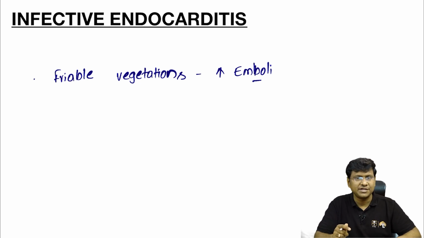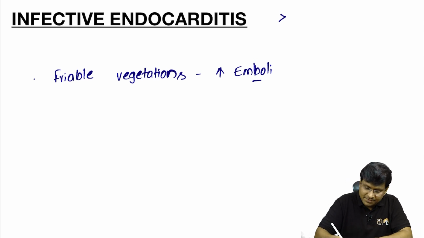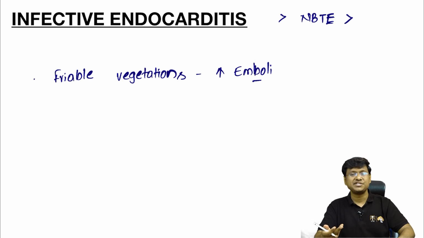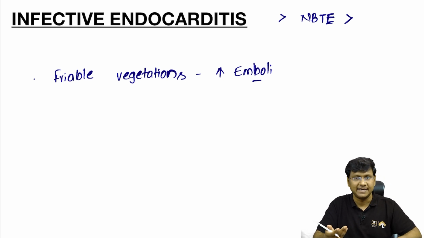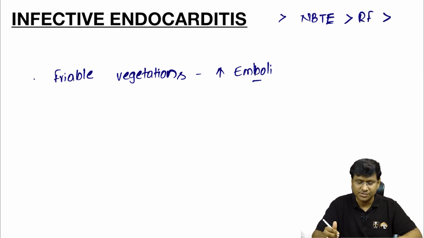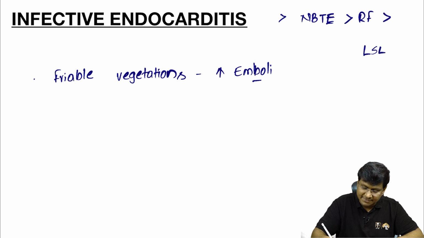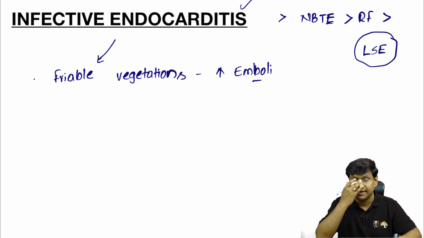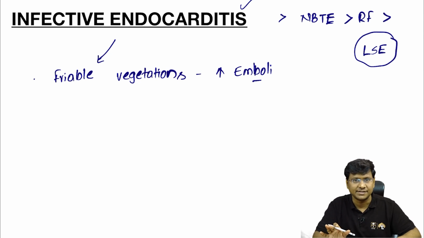The formation of vegetations over the valves is not observed only in infective endocarditis. We also observe it in non-bacterial thrombotic endocarditis, also called marantic endocarditis, which is observed in hypercoagulable states like malignancy. Even in rheumatic fever, there can be development of vegetations. And in SLE, that is Libman-Sacks endocarditis. But out of all these, the highly friable vegetations are observed in infective endocarditis, and the least friable are observed in SLE, that is Libman-Sacks endocarditis.